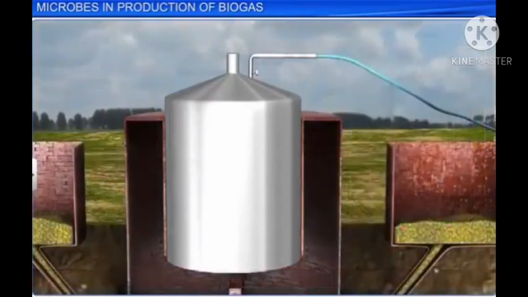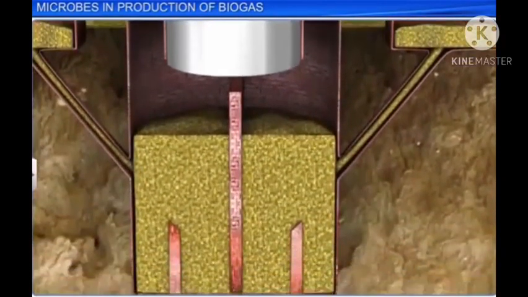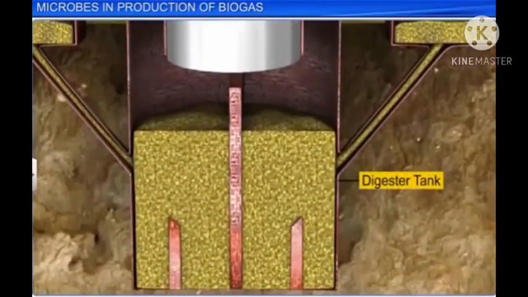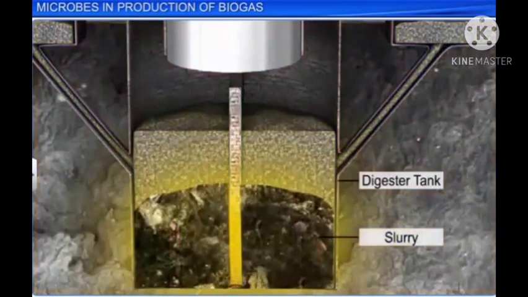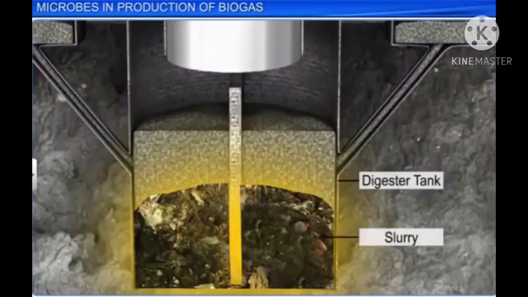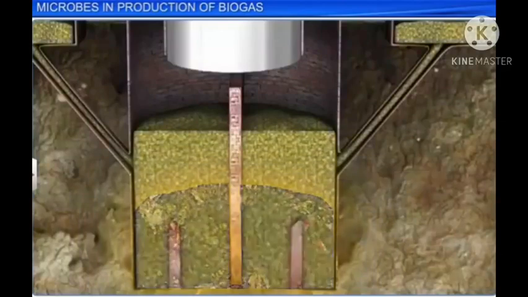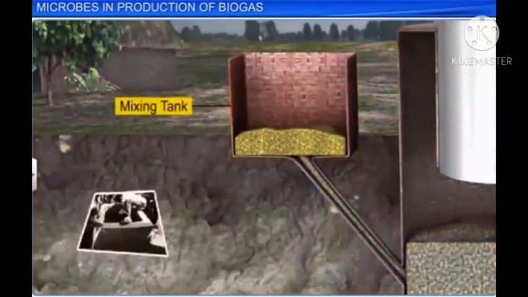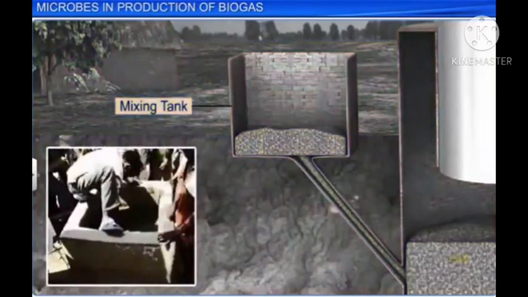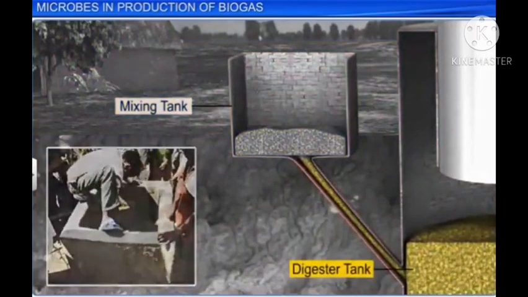A biogas plant usually consists of a concrete tank that is 10 to 15 feet deep, where a slurry of dung and other biowastes like plant and animal remains is placed. In fact, the biowastes and cattle dung in the slurry are first soaked in water and mixed in the mixing tank before they are allowed into the main tank, so that they provide the bacteria a suitable medium to grow.